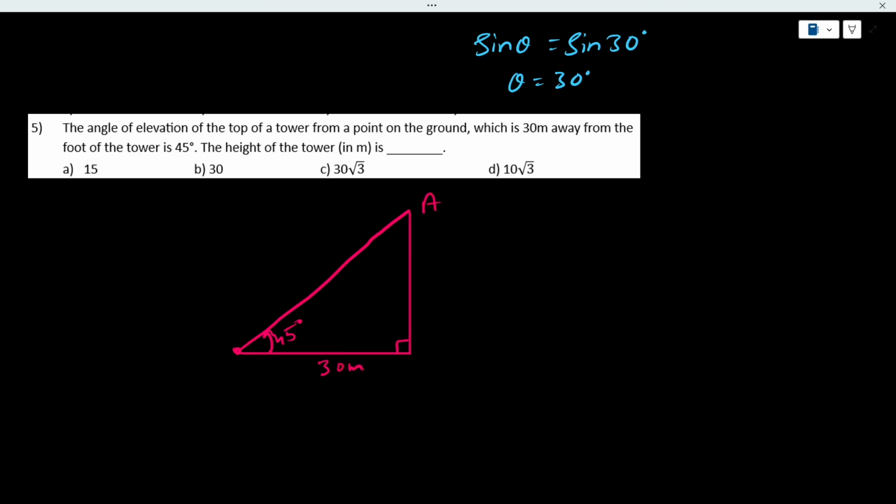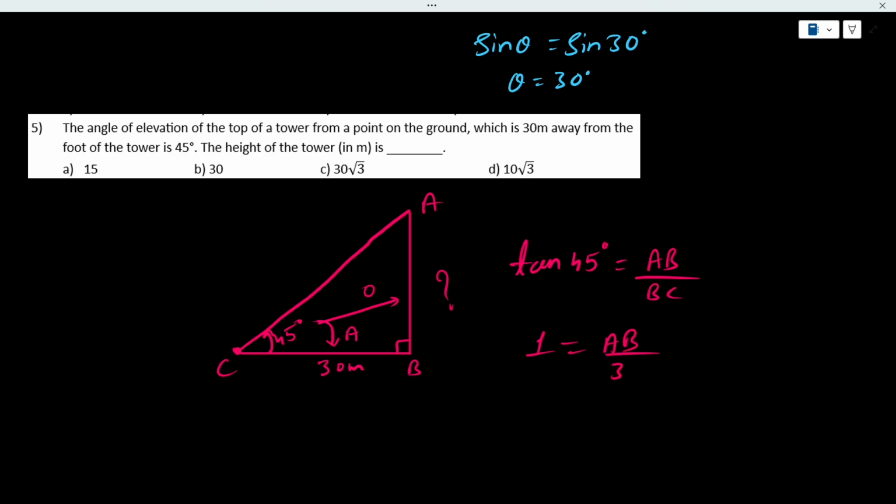I can mark here ABC, right? What do I need to find out? Height of the tower, which is AB. Now here if you will see, opposite is unknown and adjacent is known. So you will take again tan. So I can write down here tan 45 is AB by BC. So tan 45 is 1, and AB we need to find out, AB by 30.